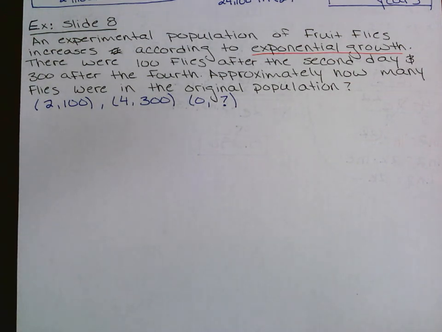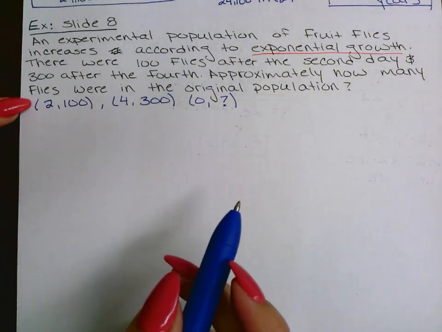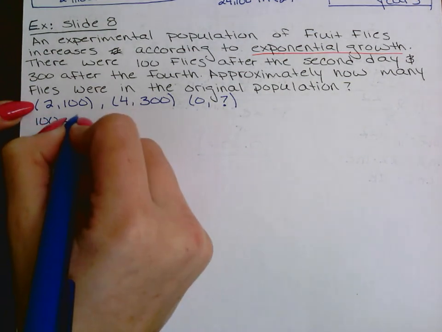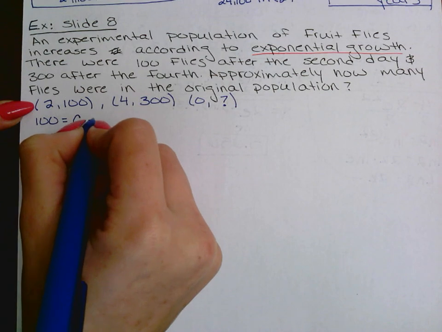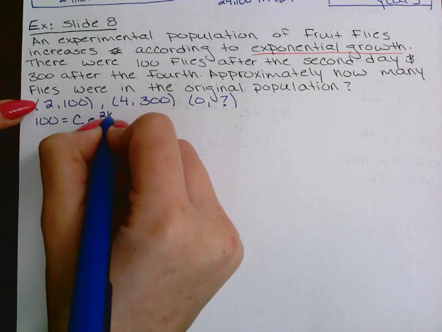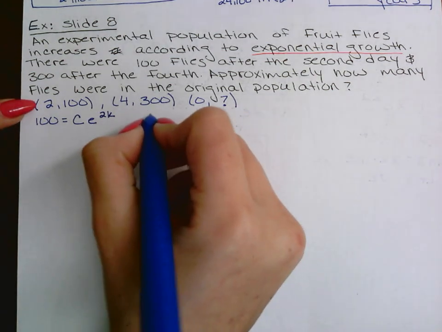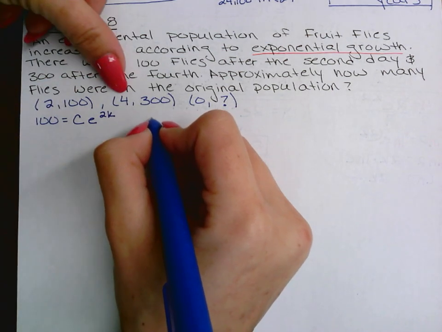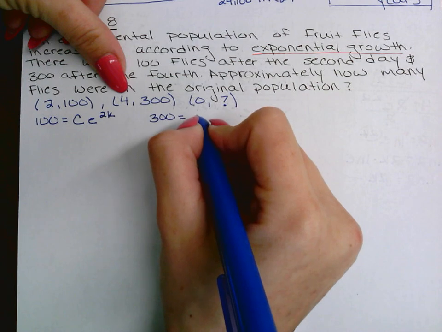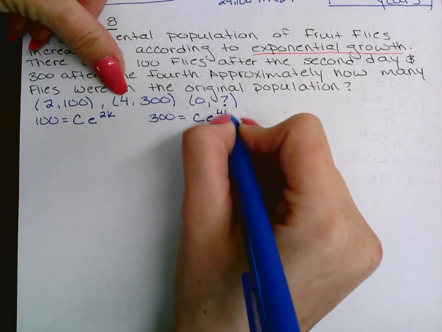So we have to use the information we have. Let's start setting up equations with the ones we have. So starting with this one, I can say 100 equals C times e raised to T times K, which would be 2K. I could also say, according to this one, that 300 equals C e raised to time times K, so 4K.